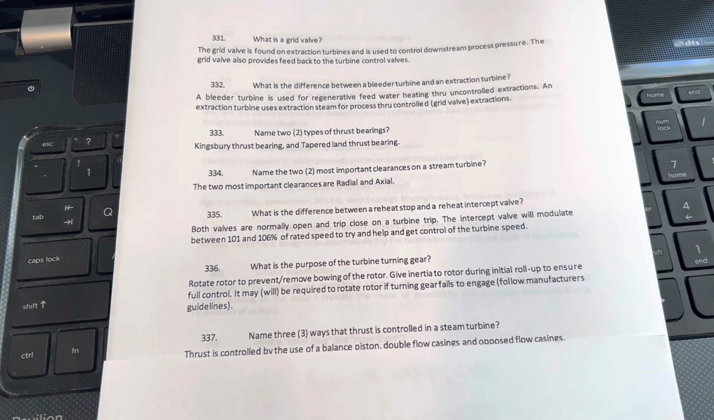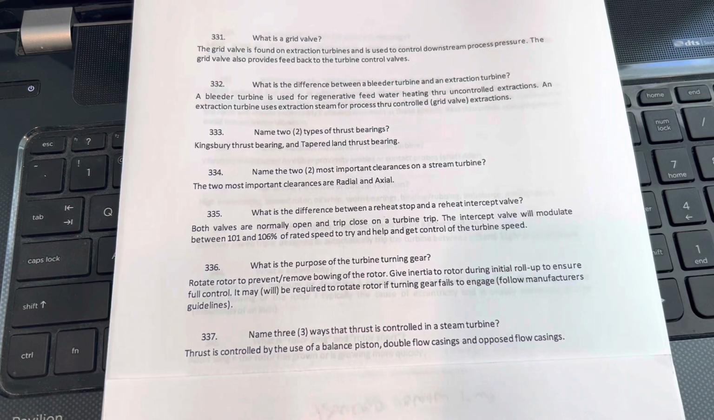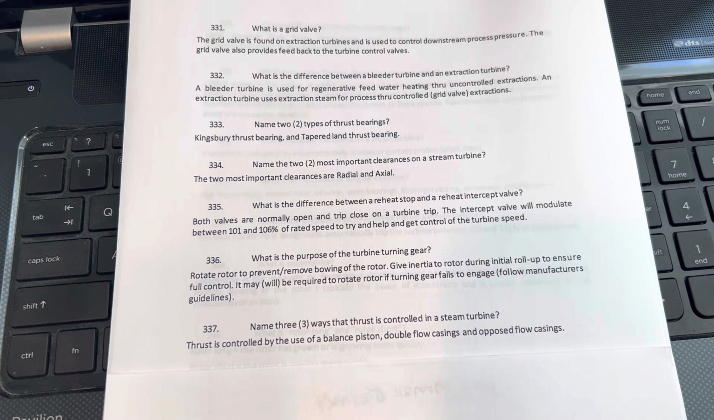Name three ways that thrust is controlled in a steam turbine. Thrust is controlled by the use of balanced piston, double flow casing, and opposite flow casing.